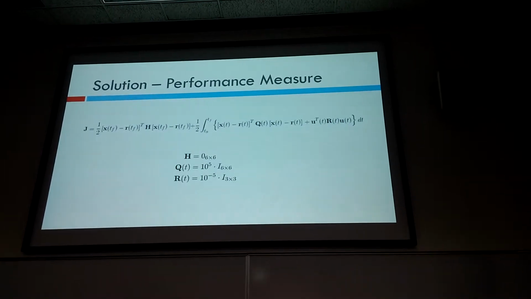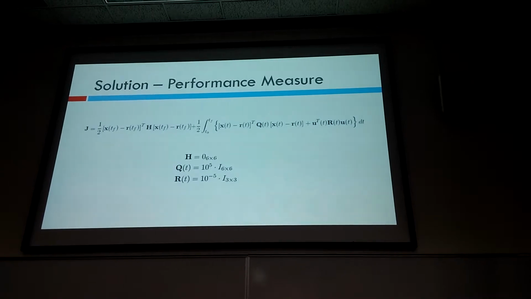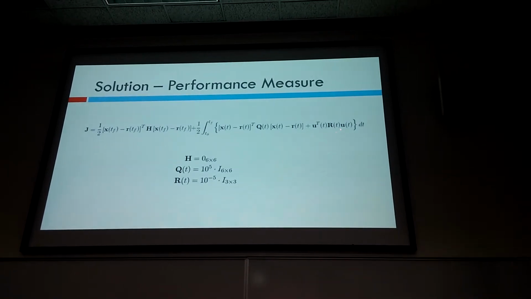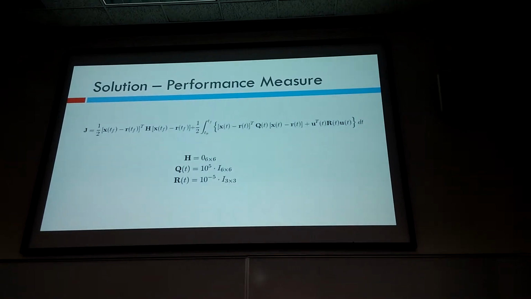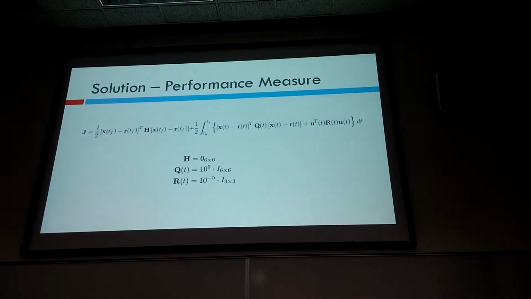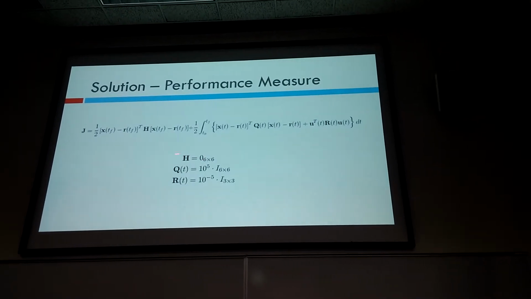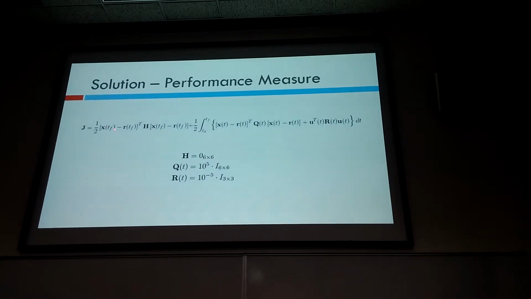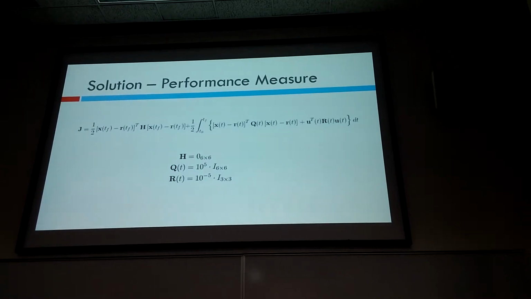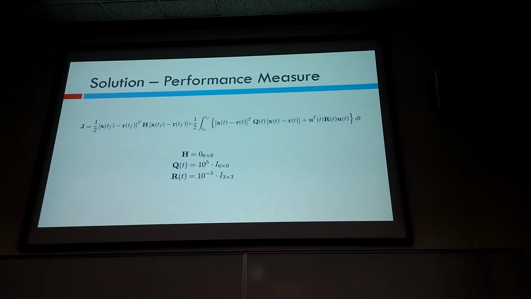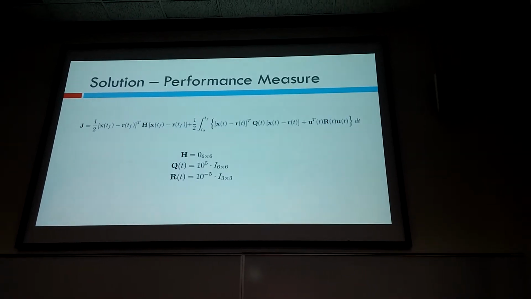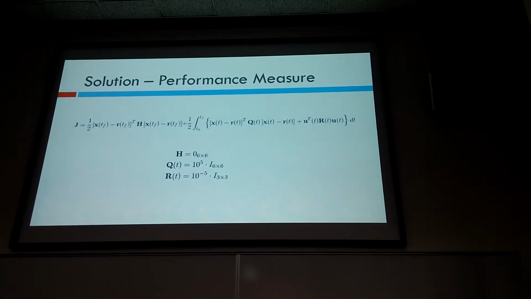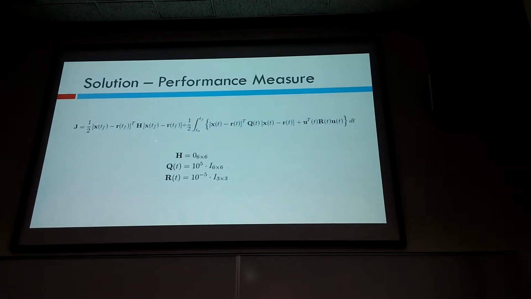So to begin this, we want to look at the performance measure. Here's the general form of the performance measure given right here. We'll talk more about this, but the main takeaway here is that we're going to set 3 things. One, the H matrix is going to be 0. That's because we don't have a final state or final reference trajectory. We want the orbit to continue infinitely. So we're going to set those to 0 because we don't have a defined endpoint.